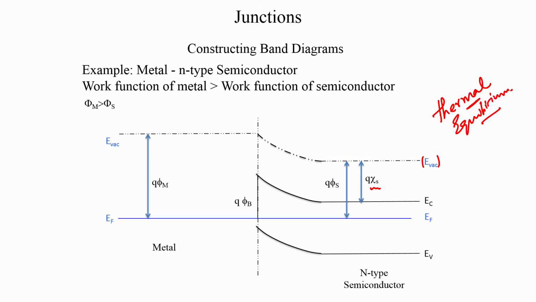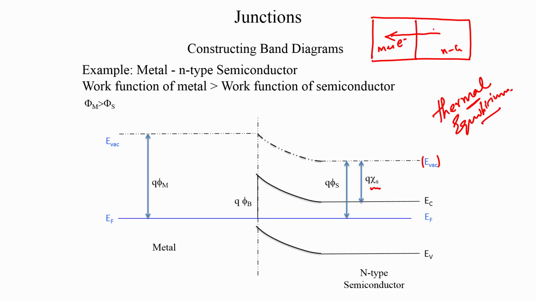But since the semiconductor had a higher Fermi level as compared to the metal, the semiconductor will now donate electrons to the metal. So, in a metal semiconductor junction with phi m greater than phi s, you had a metal here and an N type semiconductor, and it had a Fermi level that was located higher than that of the metal, and electrons will effectively flow from the semiconductor to the metal upon the creation of a junction.